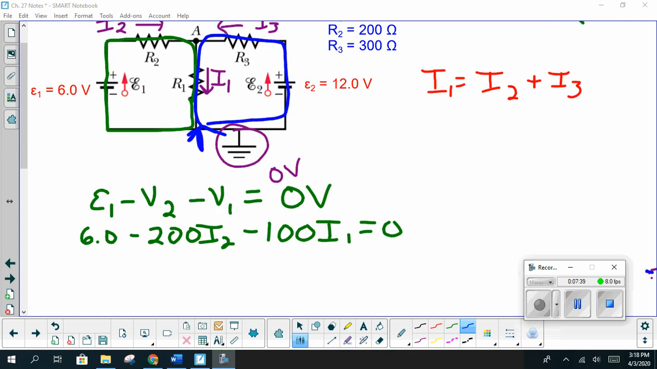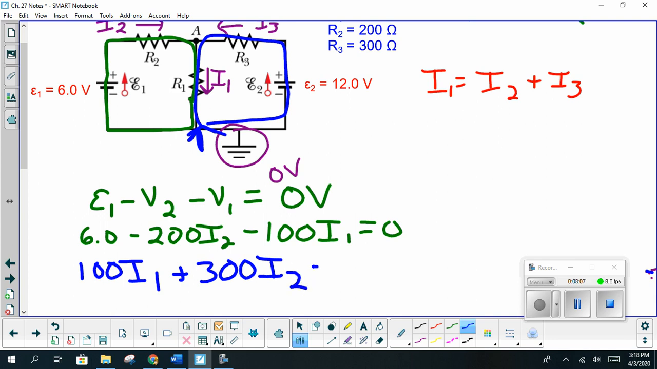So as we do that, you're going to notice that when we go across that I1, we're going against our current. And so when we do that, we're actually going uphill. And so instead of having a negative sign in front of that, we're actually going to have a positive sign. So we're going to have a 100 times I1 plus a 300 times I2 minus 12 is equal to 0.